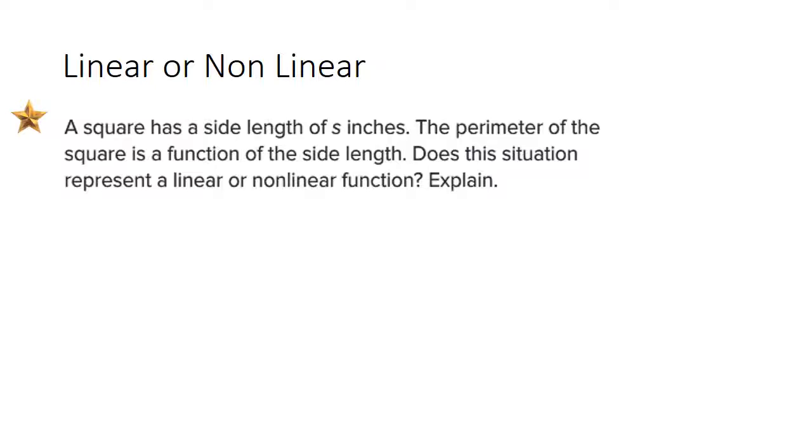Pause the video and try this example on your own. Remember that perimeter is the distance or length around the outside of the shape. In this case, we are still using a square. If you want to use the same side lengths from the last example, you may choose s to equal 1, 2, 3, and 4. In this example, the function is linear because there is a constant rate of change of 4 for the perimeter as the side length changes by 1.